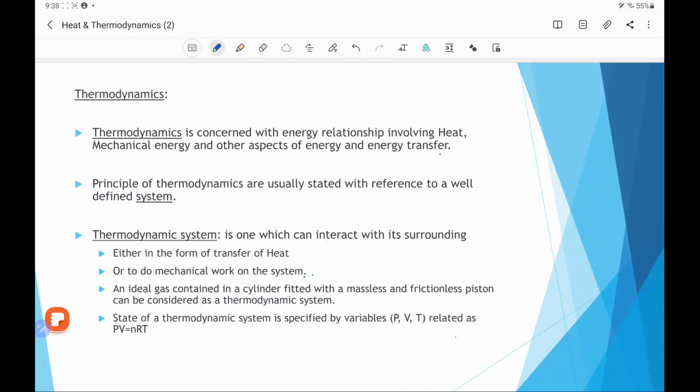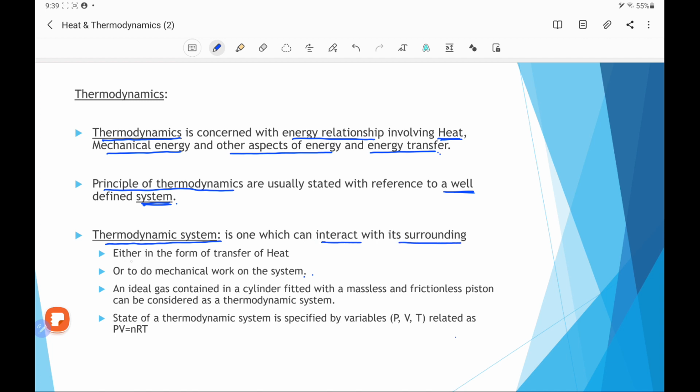Today we'll discuss thermodynamics. Thermodynamics is concerned with the energy relationship involving heat, mechanical energy, and other aspects of energy and the energy transfer. The principles of thermodynamics are usually stated with reference to a well-defined system, that is a thermodynamic system. And we can define a thermodynamic system as the one which interacts with the surroundings.